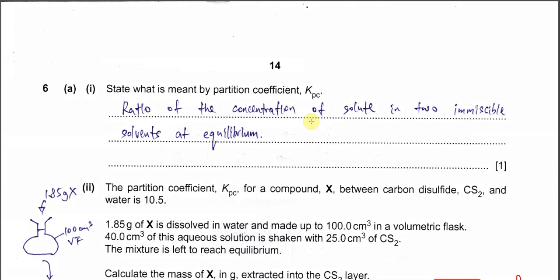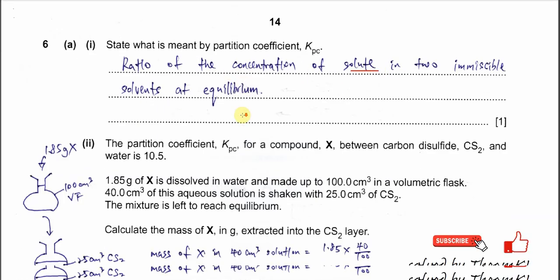Question 6a, part 1. State what is meant by partition coefficient, KPC. Okay, this one is very straightforward. It's a ratio of the concentration of a solute in two immiscible solvents at equilibrium. The answer in the marking scheme is a bit simple. This is a complete definition of the KPC.